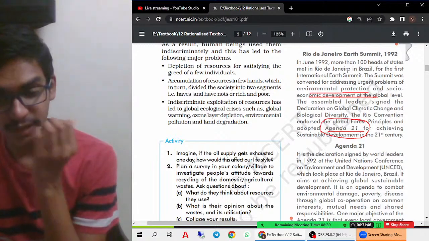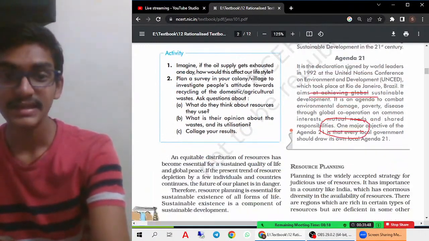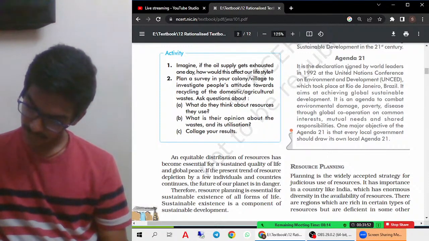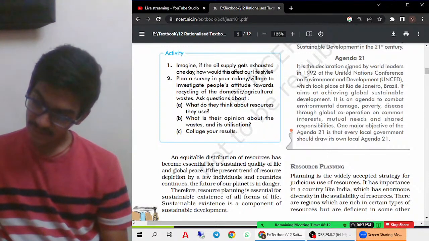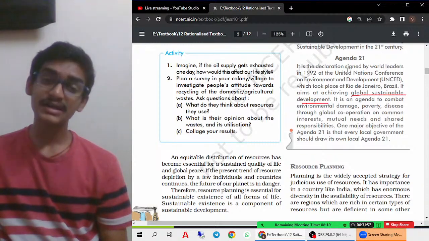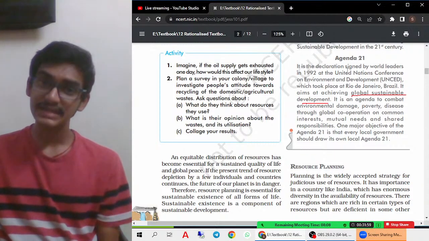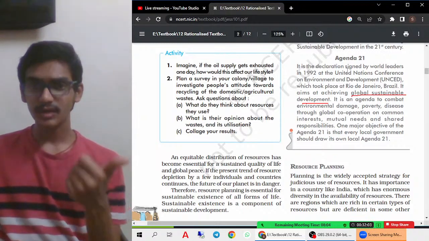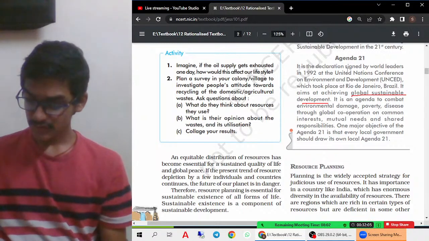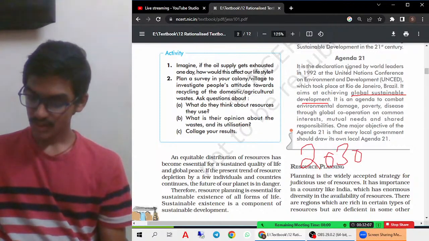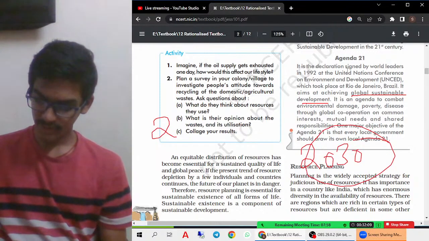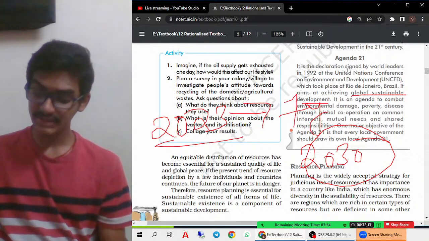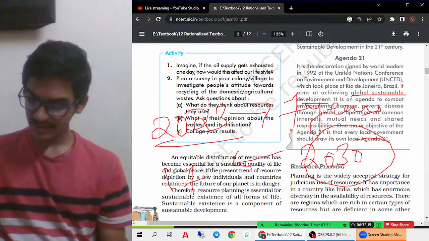So what is this Agenda 21 mainly focusing on? This Agenda 21 is mainly focusing on the people. It is mainly focusing on achieving global sustainability. What is that global sustainability? First we have all these SDGs, the sustainable development goals, which we must achieve by 2030. So we are actually getting near to it. We are now in 2023. Do you think that in these 7 years we can achieve all these 17 SDGs, 17 sustainable development goals?